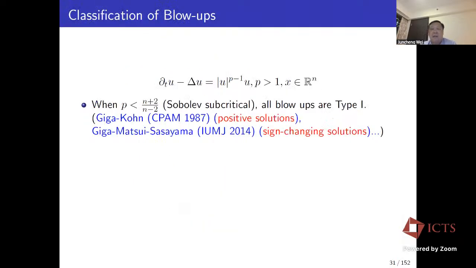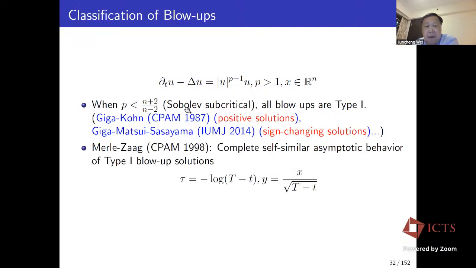Okay, if p is subcritical, we know that all blowups are type 1, and this is by Giga–Kohn and Giga–Matsui–Sasayama. They show that in the subcritical case, all blowups are type 1. So there are no type 2 blowups in the subcritical case. And Merle and Zaag have a complete self-similar asymptotic behavior for the type 1 blowups.